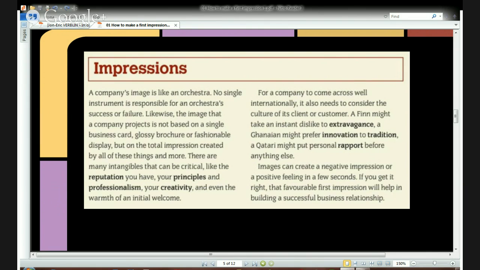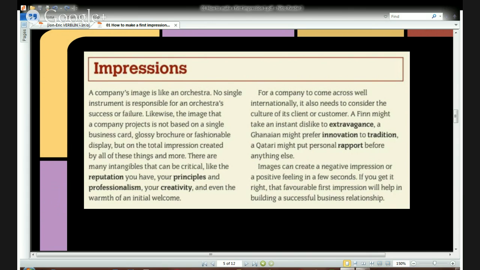for an orchestra's success or failure. Likewise, the image that a company projects is not based on a single business card, glossy brochure, or fashionable display, but on the total impression created by all of these things and more.